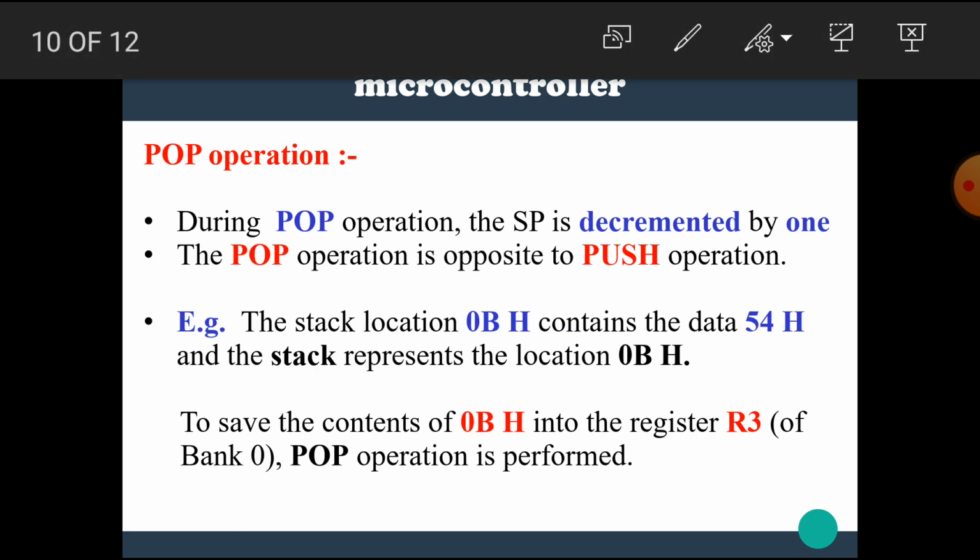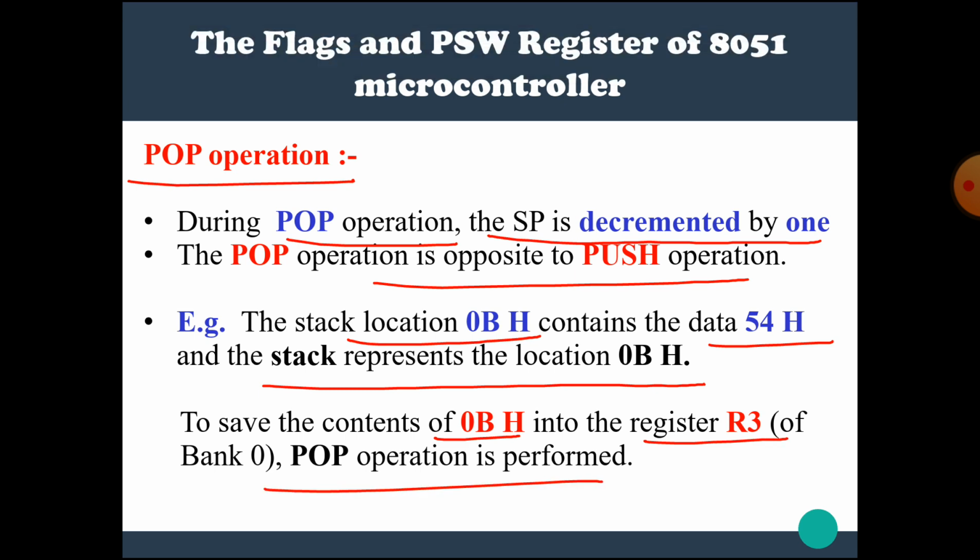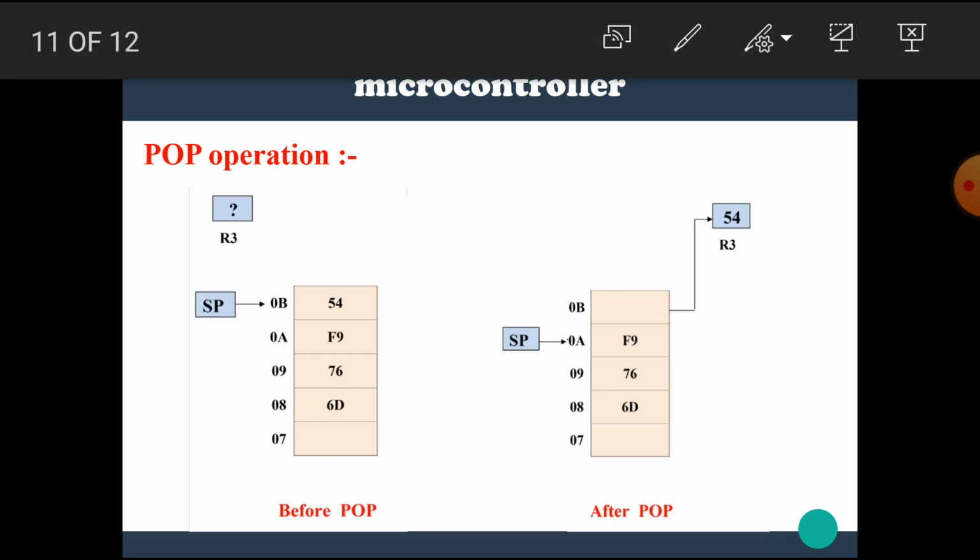Similarly, we can see the pop operation. During a pop operation, the stack pointer is decremented by 1. The pop operation is opposite to the push operation. For example, the stack location 0BH contains the data 54H and the stack pointer represents the location 0BH. To save the contents of 0BH into the register R3 of bank 0, a pop operation is performed. Let's see this example on a diagram.